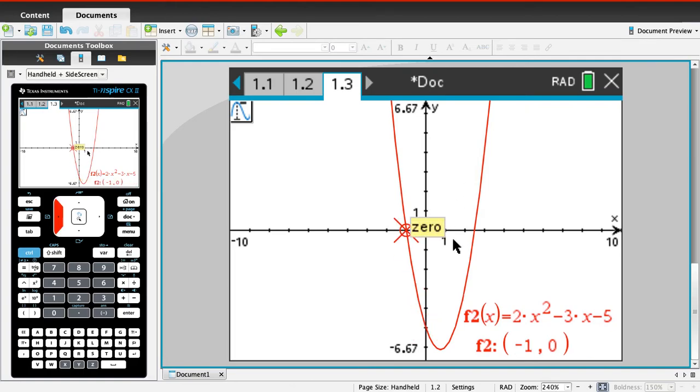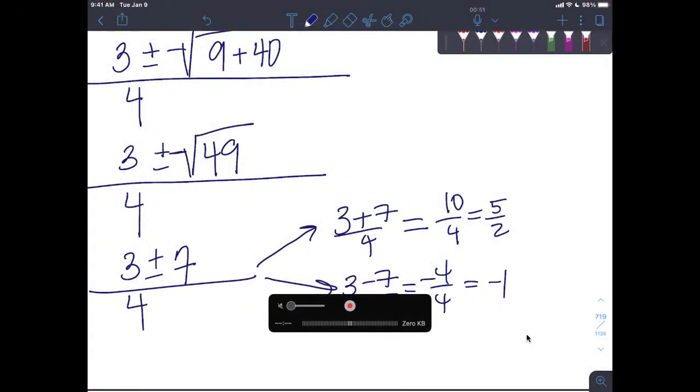Okay, let's see. This is at -1, just like we predicted. The other one should be at 2.5, and it is. That is 100% correct. We did our math correctly. We solved this problem correctly.